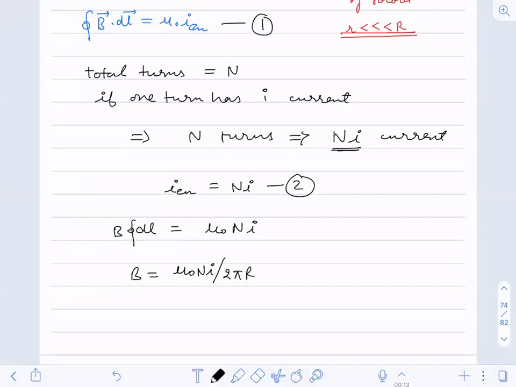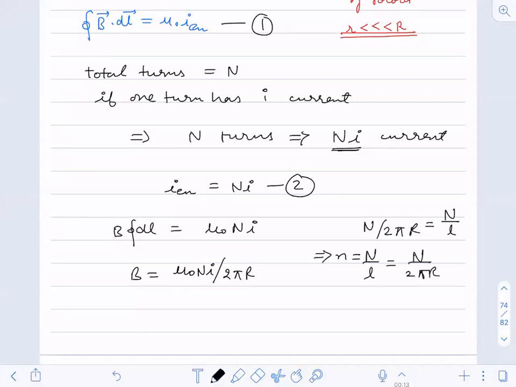Now N by 2 pi R is what? Can I say it is the length of the toroid? Sorry, not the length of the toroid. Instead, this is nothing but small n, or I can say capital N divided by L. What is L? L is the length of the toroid. So what is the small n value now? Small n becomes capital N by L, which is equal to N divided by 2 pi R.